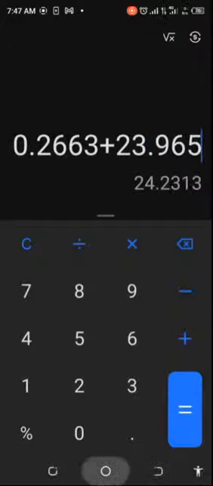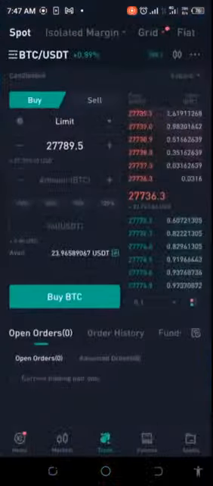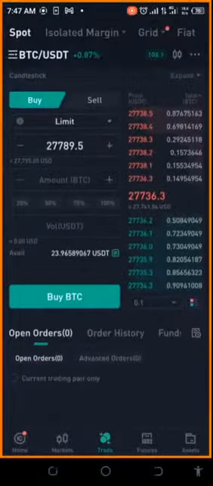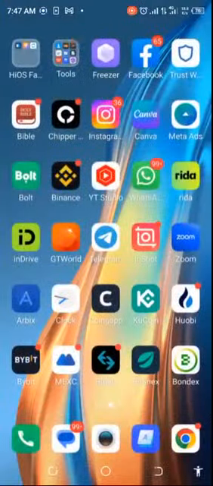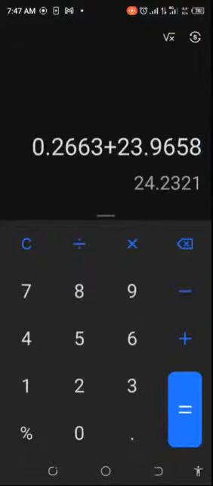23.9658. What was that? Let me go and check so that we don't put values that are not right. We have 9658. Okay, I'll just take four figures after that. So 9658. All right. So we actually made, if you see here, 24.23. It's still a profit, right?